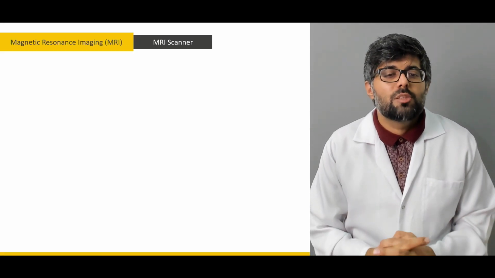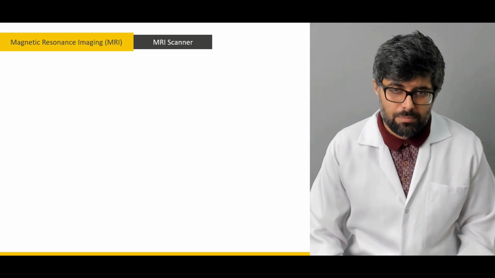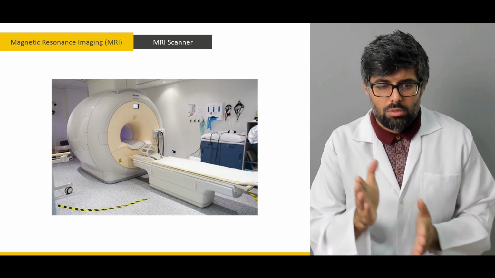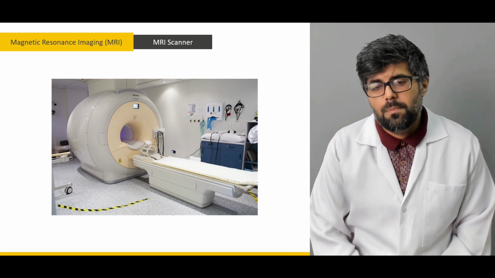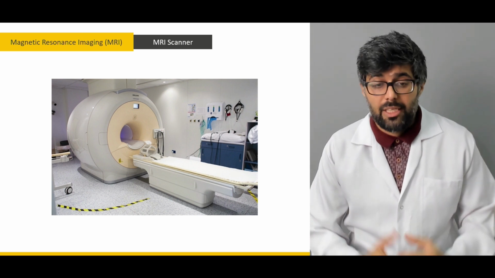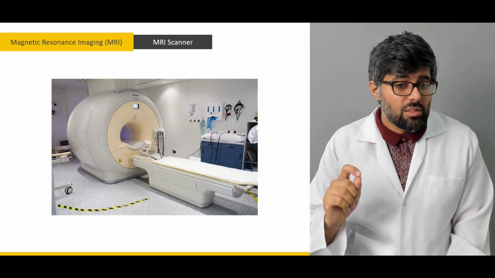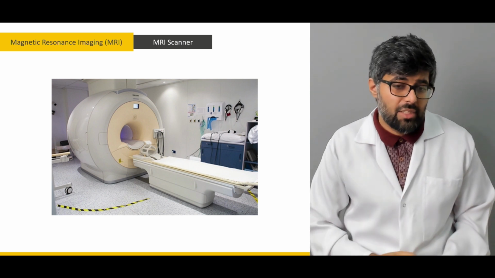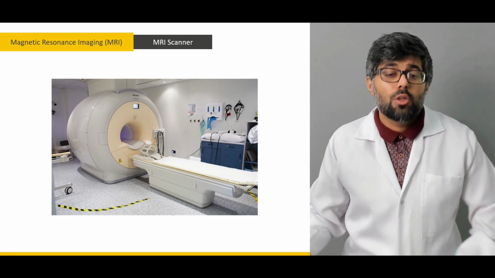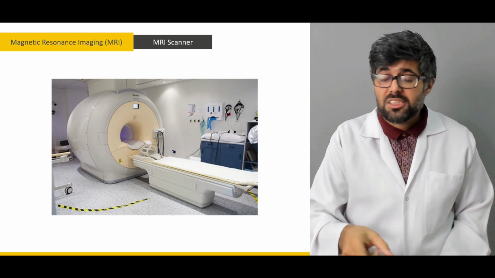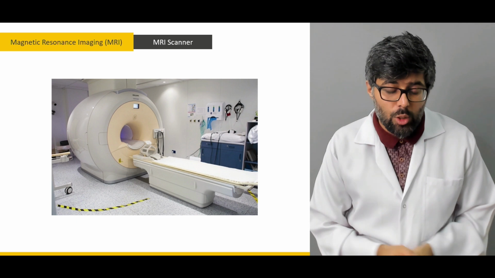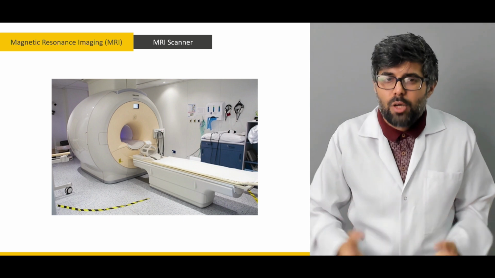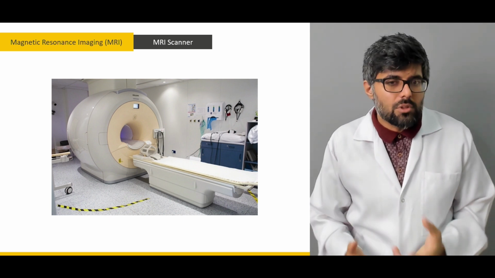Next one is magnetic resonance imaging, or the MRI scanner. Now, this is a typical MRI scanner. The first thing you'll notice is that it's huge. Second, the patient has to lie inside that cylinder, not outside. The whole body of the patient must lie inside this cylinder. So for those patients who are claustrophobic or those who are scared of narrow spaces, MRI is not the choice for them.